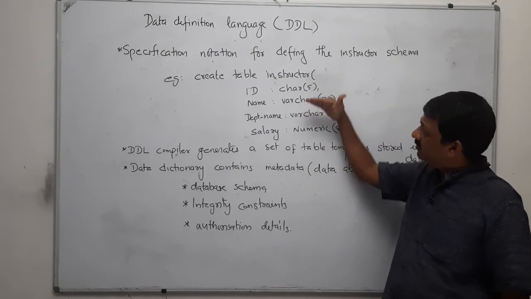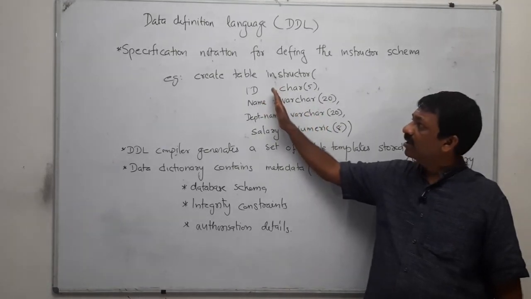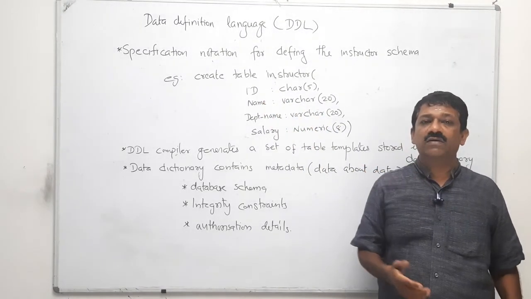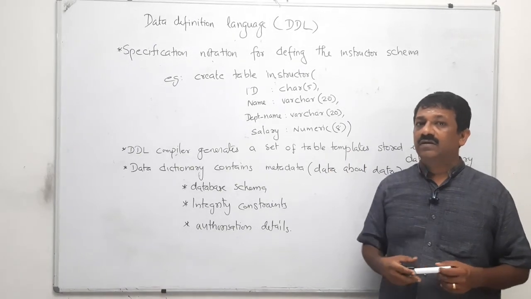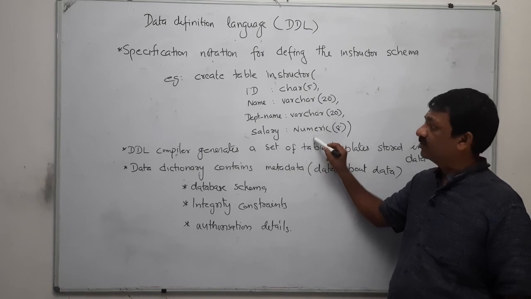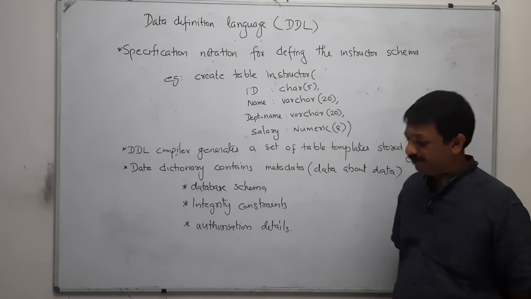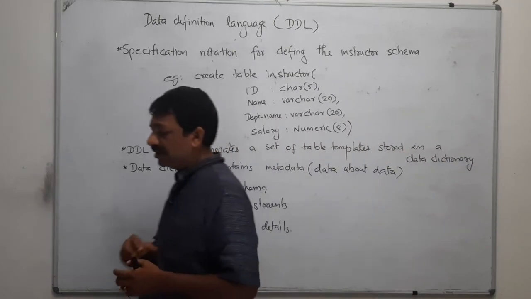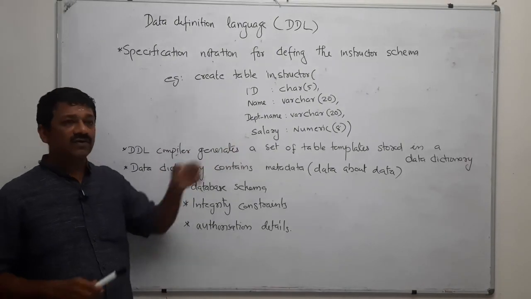This is as per our SQL structure, create table. This is how a table is created in MySQL, Oracle, or SQL Server. This is the data definition language for that. That means this is creating a table called instructor. Okay. Then when you are in the SQL prompt, if you are typing this and pressing enter, what will happen?